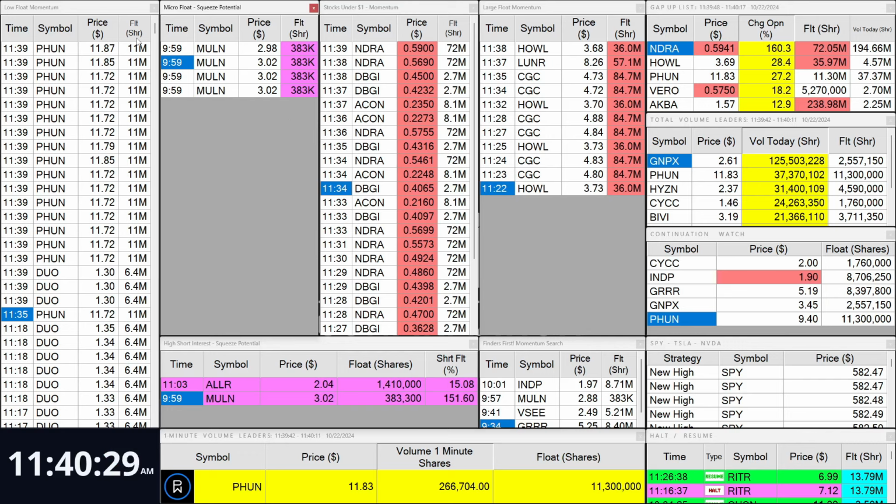So this float column here is letting us know that all of these names that are hitting this scanner are going to be low float stocks. This is low float momentum. That's exactly what we're looking for. So I was able to build a scanner that's specific for just that one type of strategy.